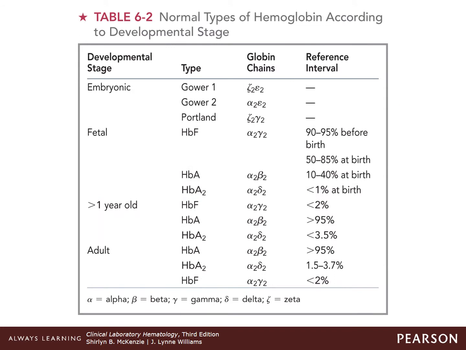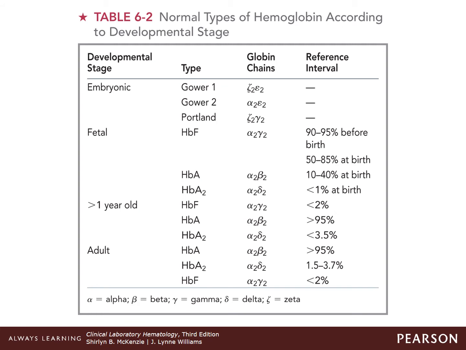Look at table 6.2, the normal types of hemoglobin according to the developmental stage of the patient. So first we're going to discuss hemoglobin F. This is the predominant hemoglobin during the liver and bone marrow erythropoiesis in the fetus. 90 to 95% of hemoglobin F is made until about 36 weeks gestation. Then after birth, it drops to 50 to 85%. Hemoglobin F is made up of 2 alpha chains and 2 gamma chains.